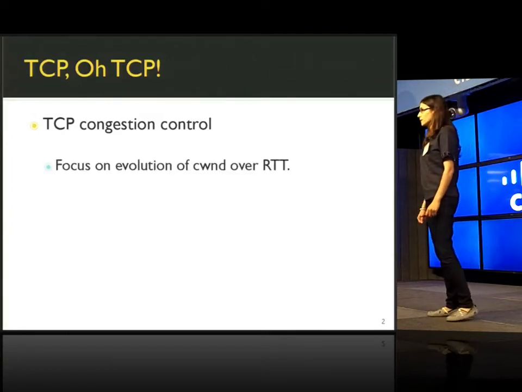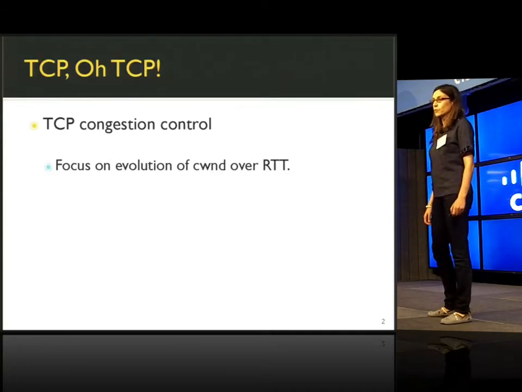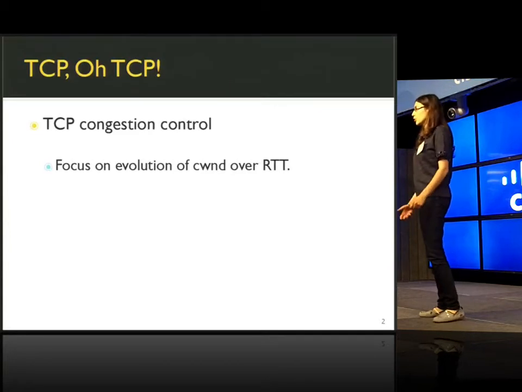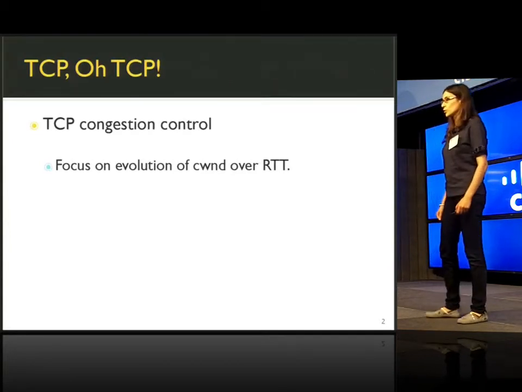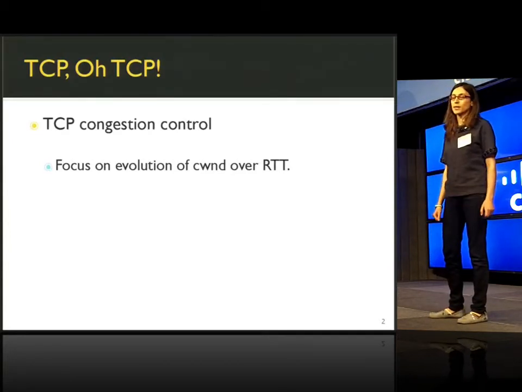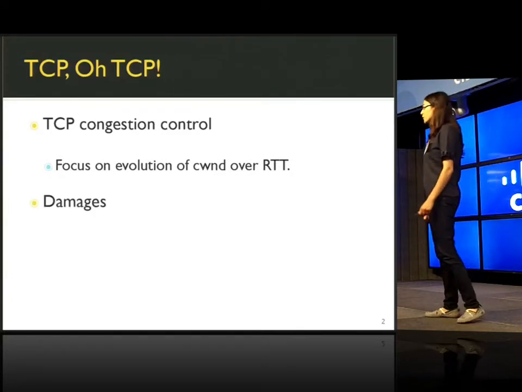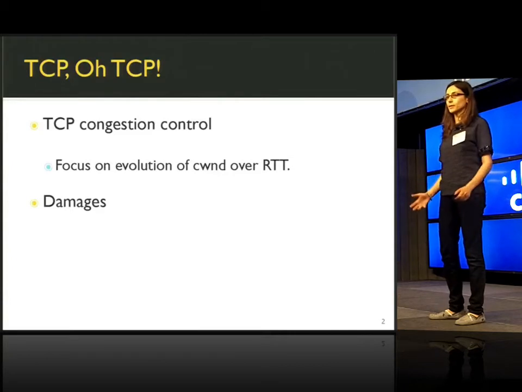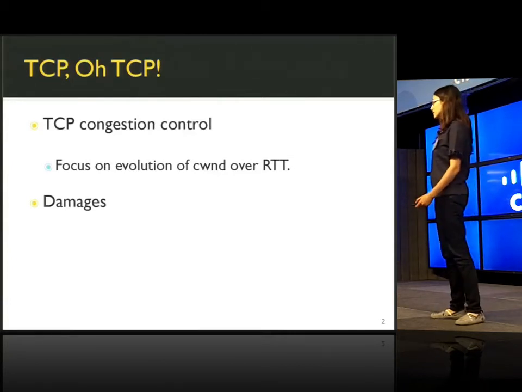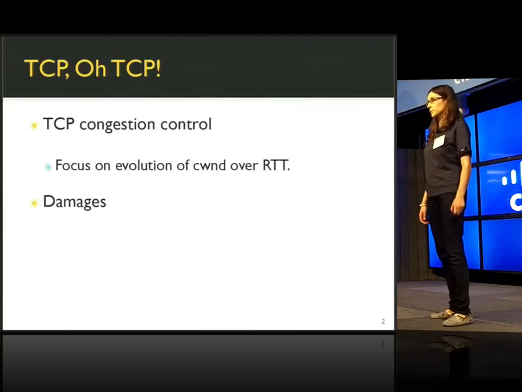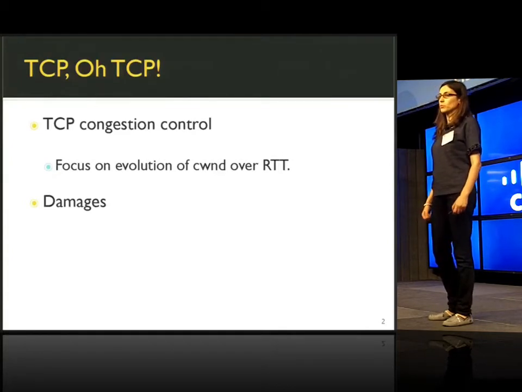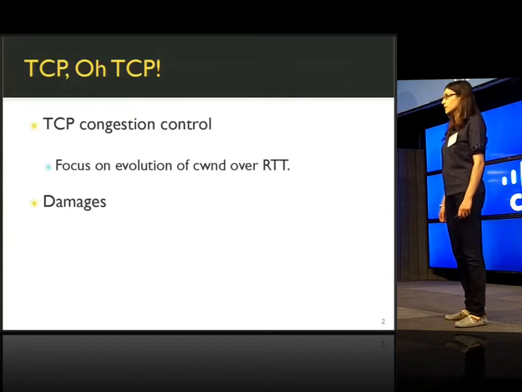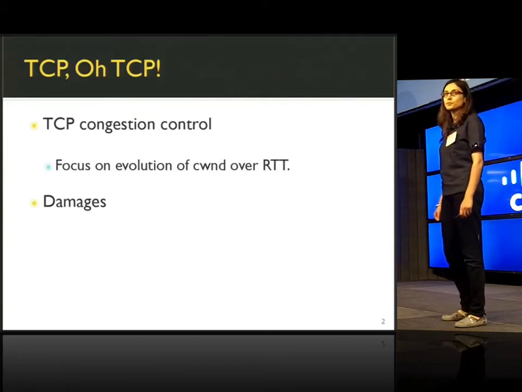Most TCP variants focus on the evolution of congestion window size over RTTs and ignore the effect of congestion window size changes in sub-RTT timescales. Ignoring the burstiness in sub-RTT timescales might cause some damage to routers and buffers, which means that it might increase the queuing delay, it might cause packet losses and reduce the throughput.